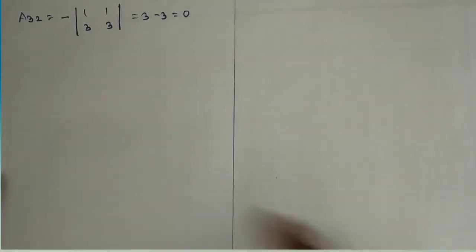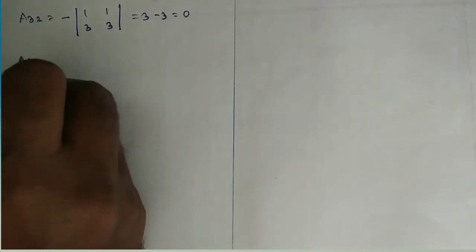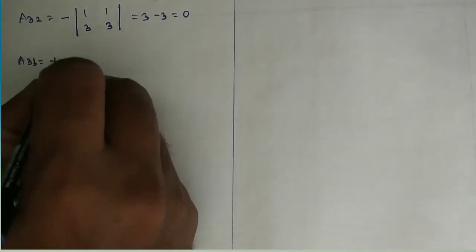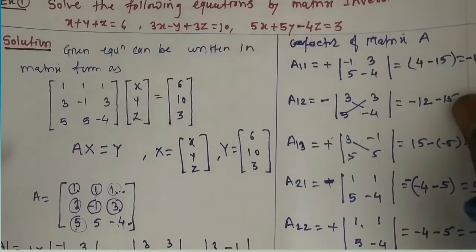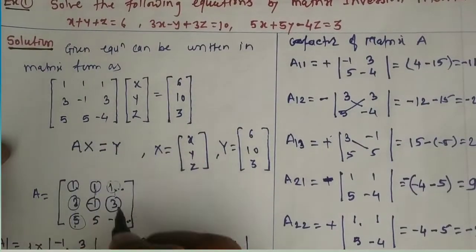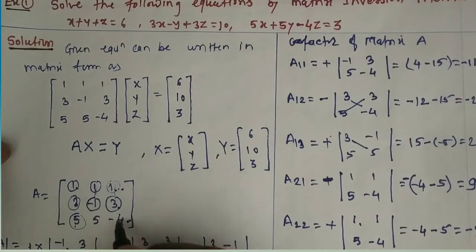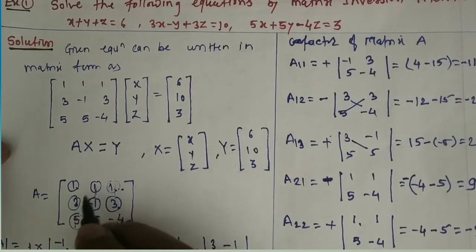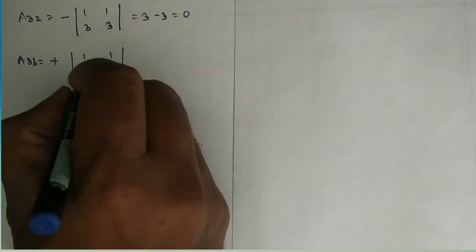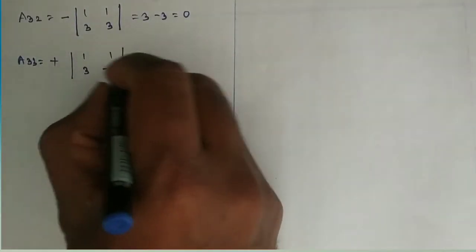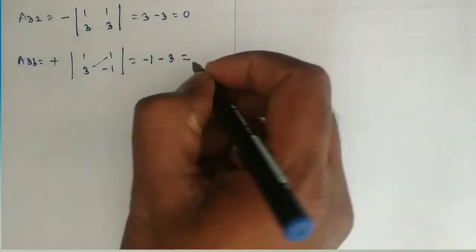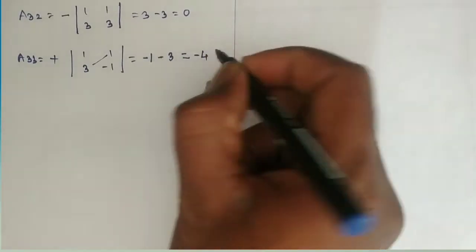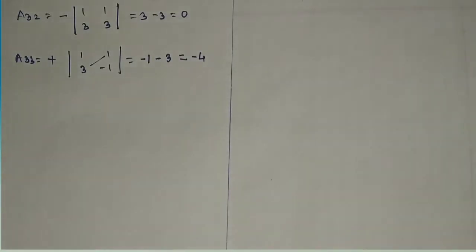Correct? Now next, A33. So after minus we have to write plus. Now again look at this. What is A33? For this entry, eliminate this and this. You will get 1, 1, 3 minus 1. So what you will get? 1 into minus 1 is minus 1. And this minus 3 into 1 is 3. So minus 1 and minus 3 gives you minus 4. Okay.